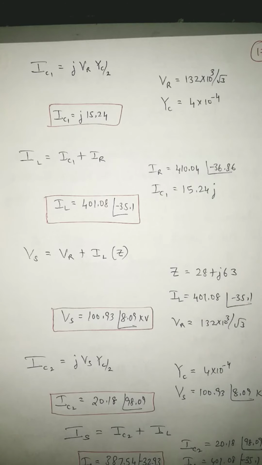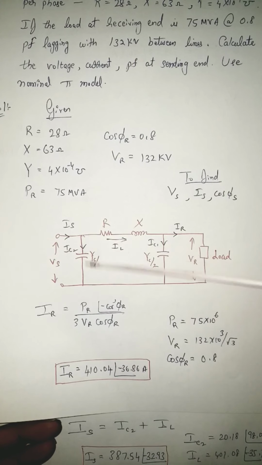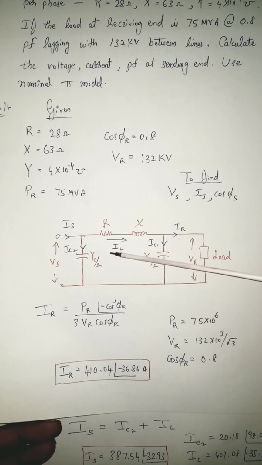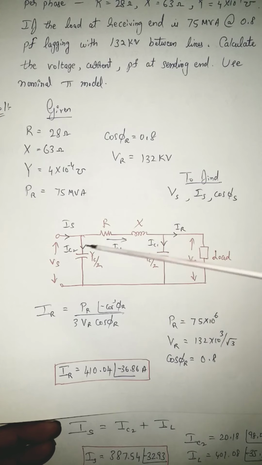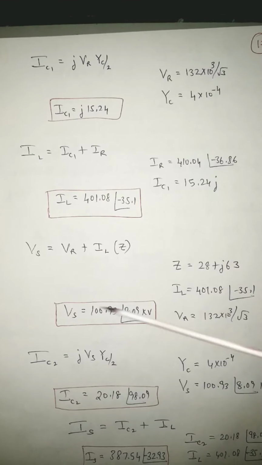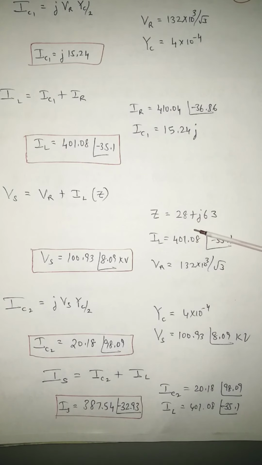Once I get IL, say I've got the value of IL now. Now I need the voltage across this capacitor, which is Vs. So I have to apply KVL in this loop. That is nothing but IL into Z plus voltage across this, which is VR. So VR plus IL into Z gives me Vs. Z is known to us, 28 plus J63. IL was calculated in the previous step, VR is known, substitute them, you will be getting Vs.